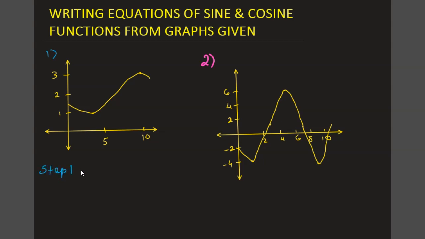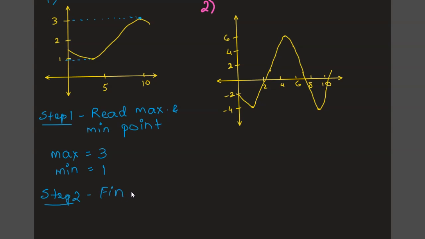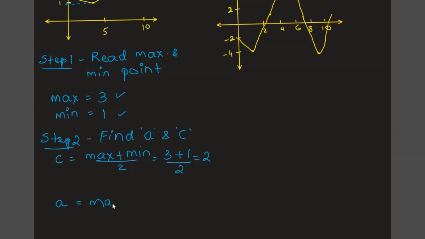So step 1 is to read your max and min. In this particular example number 1, I have my max at 3, and I have my min at 1. Step number 2 is to find A and C. We can find A and C using the max and min points. As we know, C is max plus min divided by 2. Max is 3, min is 1, divided by 2 gives us 2, because 3 plus 1 is 4, divided by 2 is 2. A is equal to max minus min divided by 2, which is 3 minus 1 divided by 2, and this is 2 by 2, which is 1.